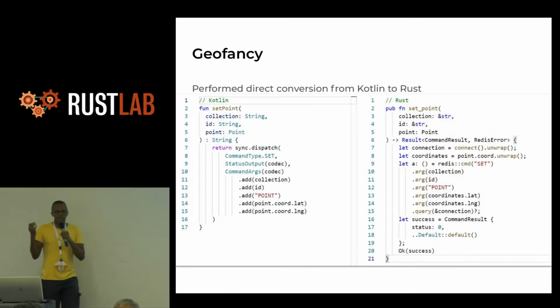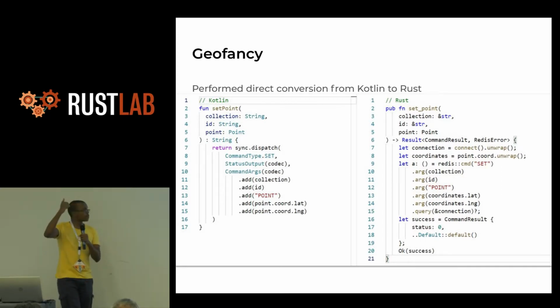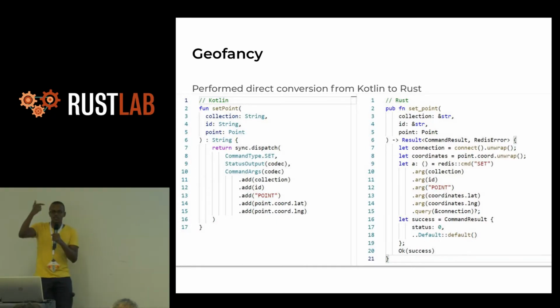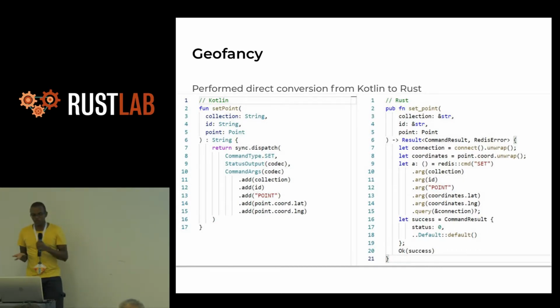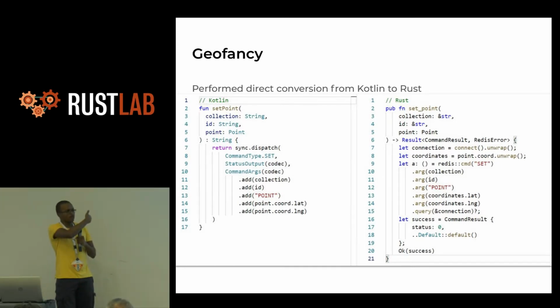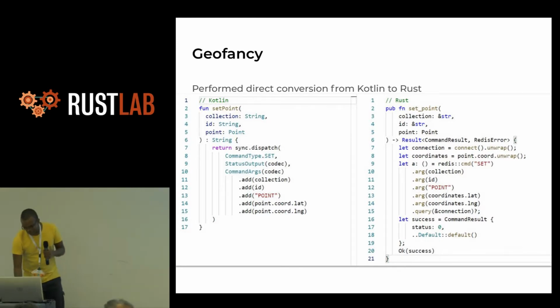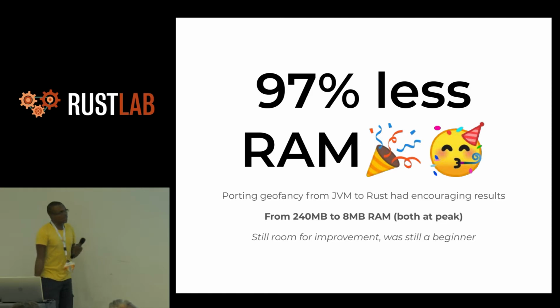I looked at htop. I looked at the geofency in Kotlin, geofency in Rust, and this was the difference. I was using 97% less RAM, so I went from about 240 to 8 megabytes of RAM at peak time, and there's still room for improvement, because during the time that I wrote all of these things, I was still a beginner. I was cloning everywhere, because when in doubt, you clone, right? Yeah. Okay. So then I grew bolder.